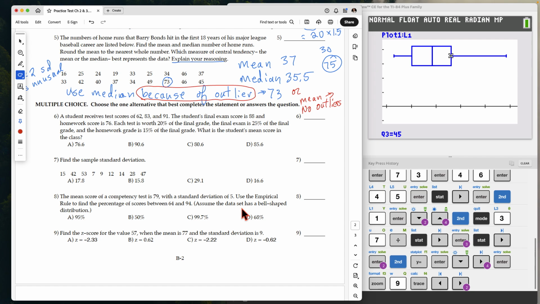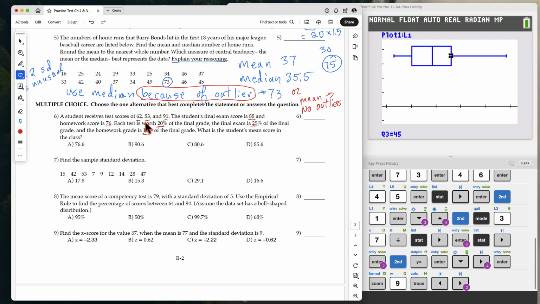A student receives test scores of 62, 83, and 91. The student's final exam score is 88, and his homework is, or hers, I don't know, 76. Each test is worth 20%. The final exam is 25% of the final grade, and the homework grade is 15% of the final grade. What is the student's mean? So this is a weighted mean. So all the exams are the same weight.